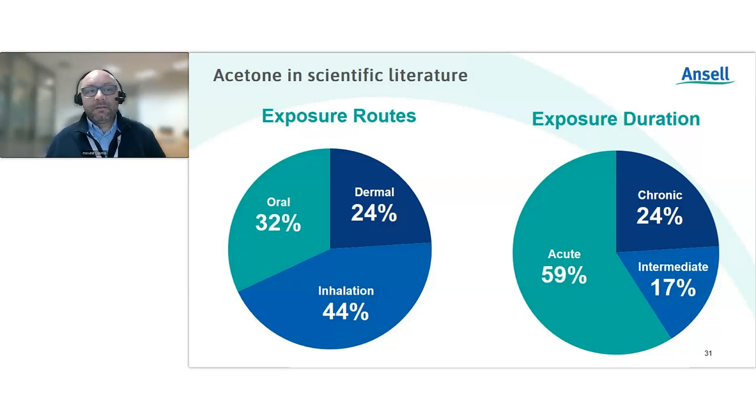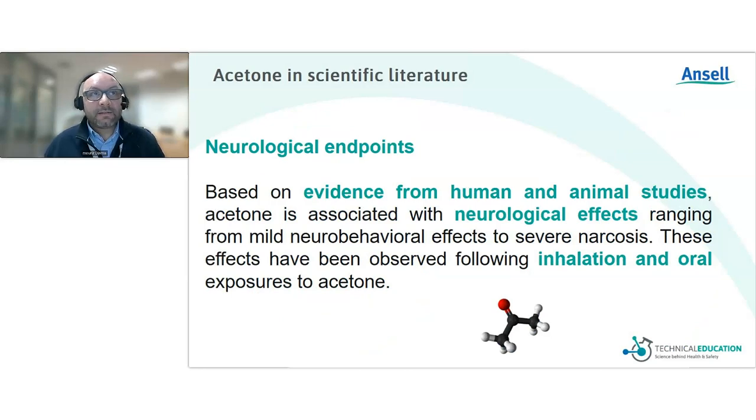And if we look at it from another point of view, the exposure duration, which exposure duration is really more in focus? Acute exposure, it's 60%, and chronic exposure 24%, and there is an intermediate exposure, of course, between acute and chronic exposure. And it's really interesting to see that. What are the outputs and what are the insights?